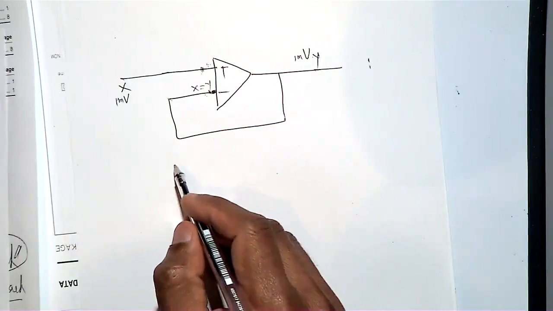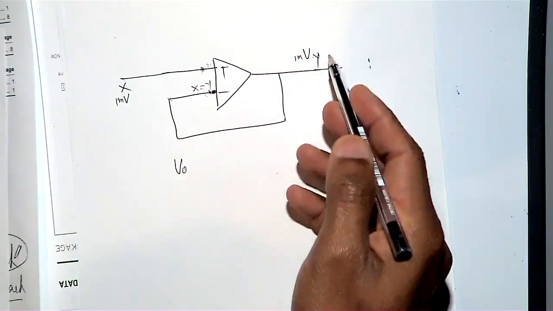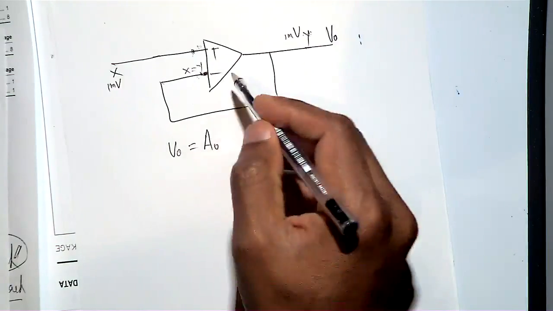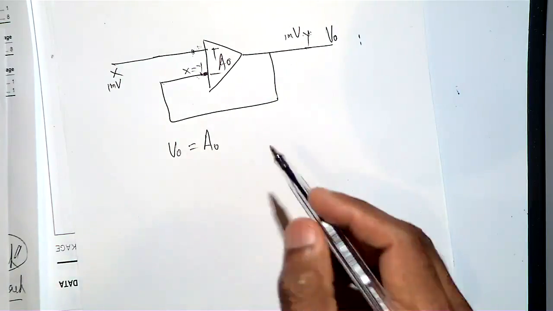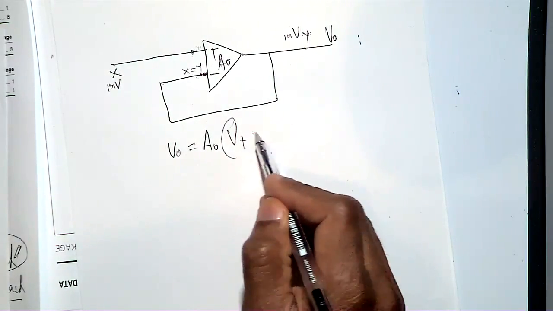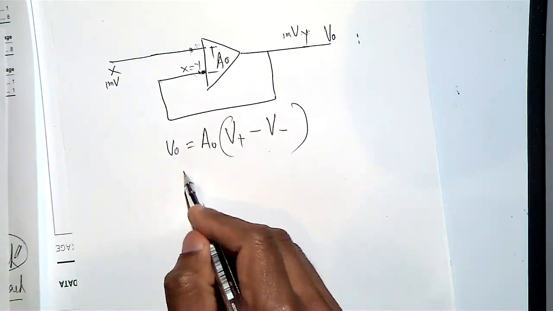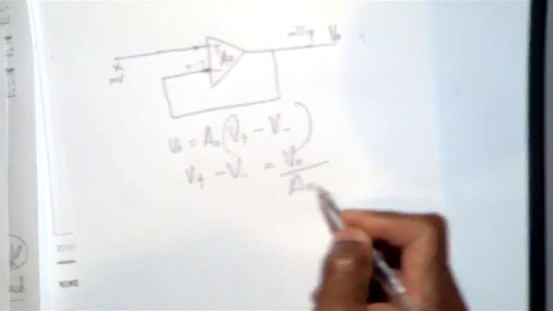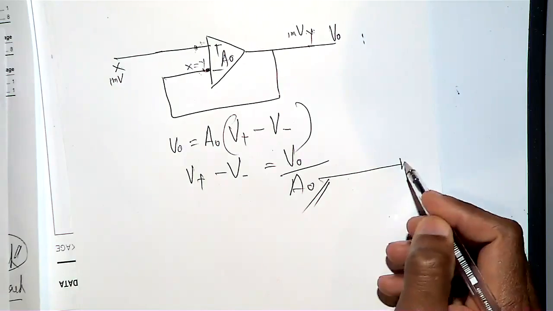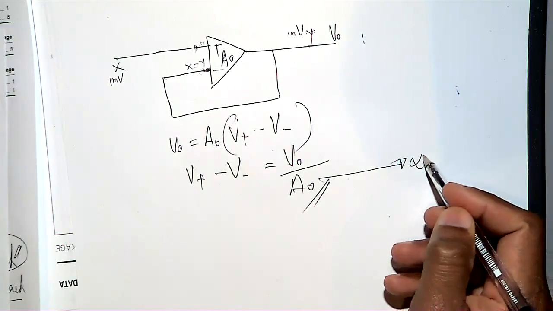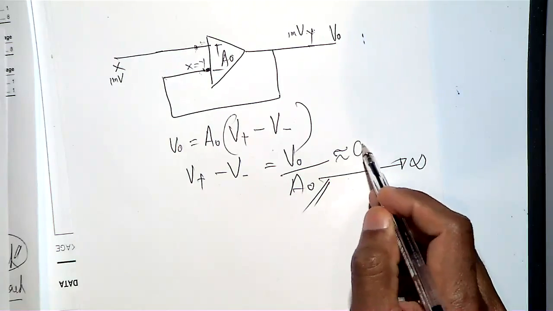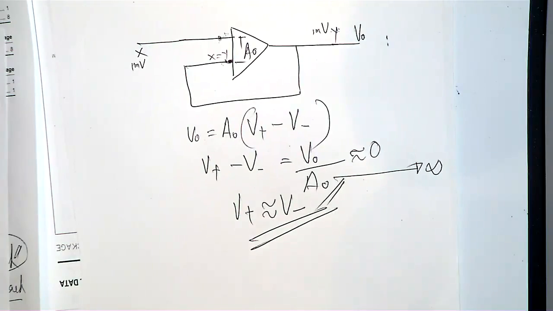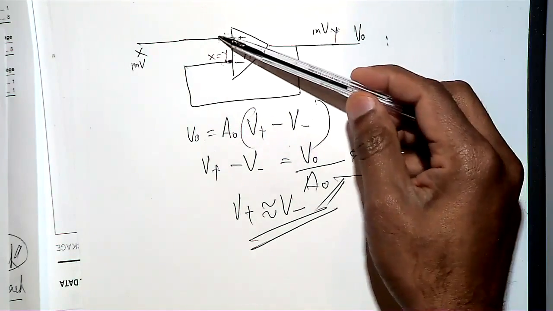And how you can prove it: the operational amplifier output V out is equal to A0, that is the open loop gain of this operational amplifier, times V positive minus V negative. So we can write V positive minus V negative equal to output divided by A0. Usually this A0 is a very big value. If it tends to infinity, you can write this equal to 0. So that is the reason V positive is approximately equal to V negative, and the operational amplifier will make sure that this voltage is equal to this voltage.